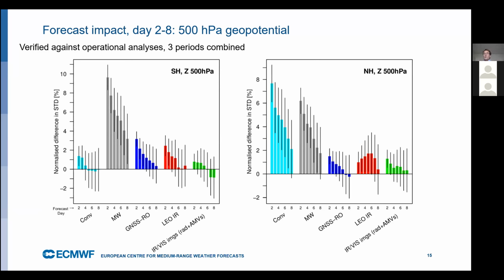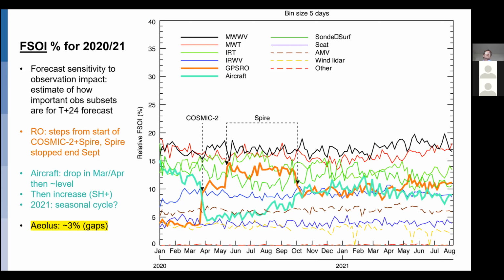And as I said, what we're doing with the data is ingesting it as bending angles in bending angle space. One more parameter that we use to look at the impact of the various observing systems is something we call the forecast sensitivity to observation impact. This is quite a complicated quantity, but essentially it's a globally integrated measure of the 24-hour forecast errors. So we look at some kind of weighted average of temperature, wind, and surface pressure forecast errors, and look to see what contribution the various observing systems make to the reduction of these forecast errors.